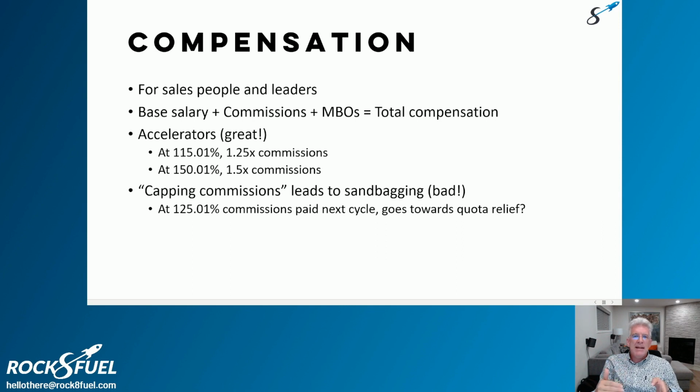I think it's bad. I think it leads to sandbagging as well, which means your reps are going to hold their deals for the next cycle instead of closing them now, which deprives your bank account of having the income now. And it's just not very positive. You want to get people to overachieve, not to find flow, if you will. At least that's my take on compensation culture.